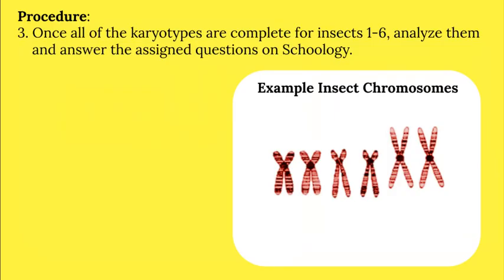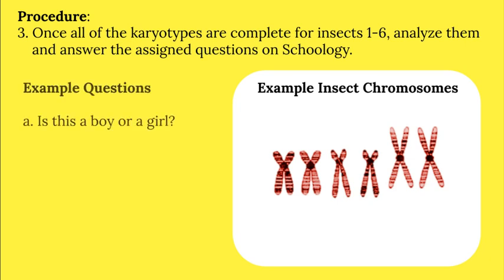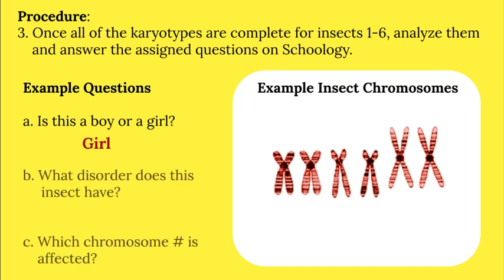And so the next thing is that I'll be answering questions about my karyotype. So you will do this for all 6 of the bugs, and then you're going to pull up the questions on Schoology to answer questions about them. So you might have a question like, is this a boy or a girl bug? Well, it looks like I have 2 of the big X chromosomes, which are the sex chromosomes, the third pair there at the end. They're both big. They're the X chromosomes. If this is XX, that's going to be a girl.